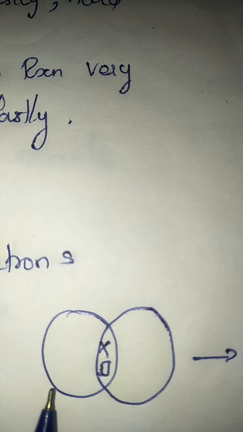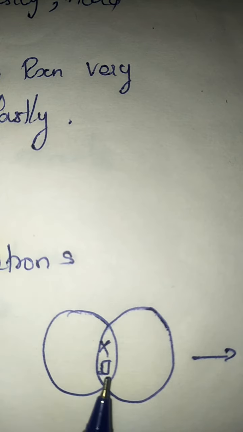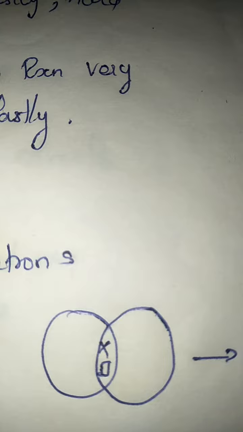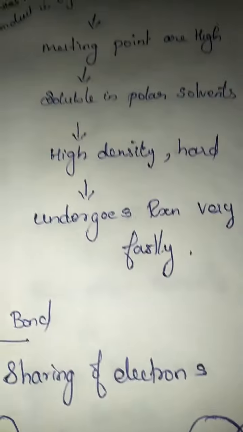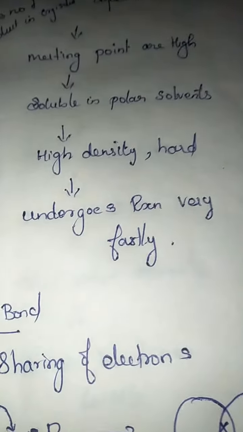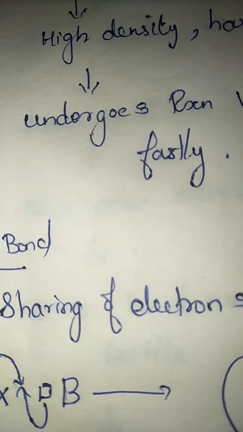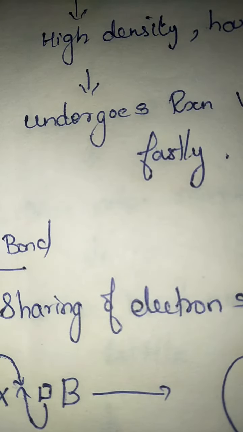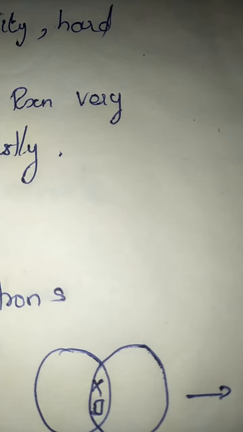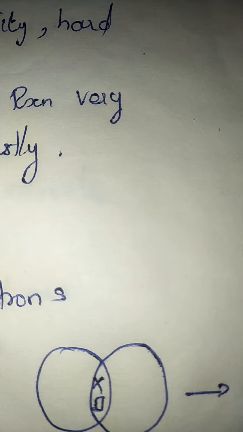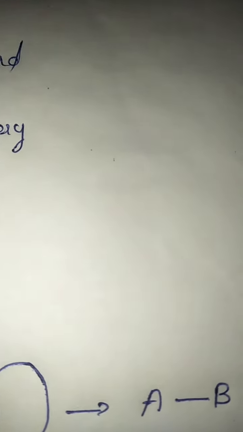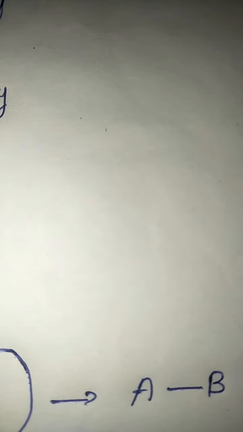For example, this is a hydrogen atom. A hydrogen atom has only one electron in its outer shell. So each hydrogen shares one electron, and this is the paired electrons, and they form the compound AB.